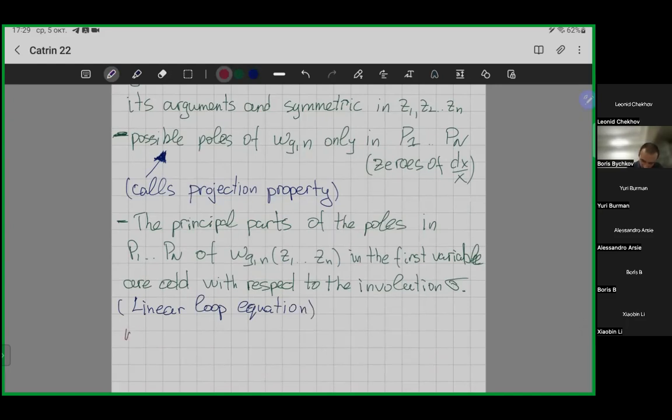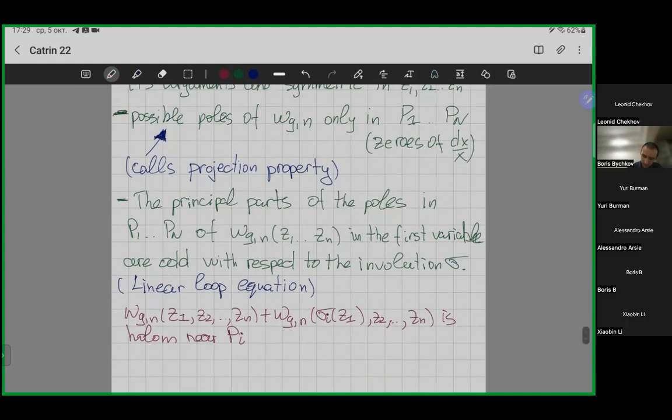You could write it as follows: omega g,n of z1, z2, ..., zn plus omega g,n of sigma of z1, z2, ..., zn is holomorphic near pi, yes.